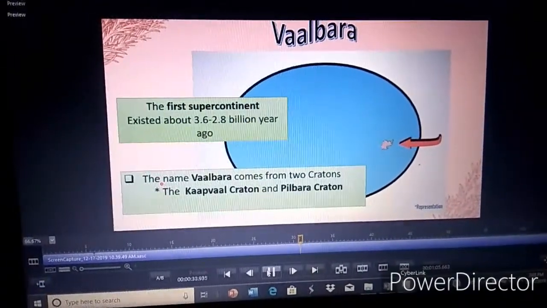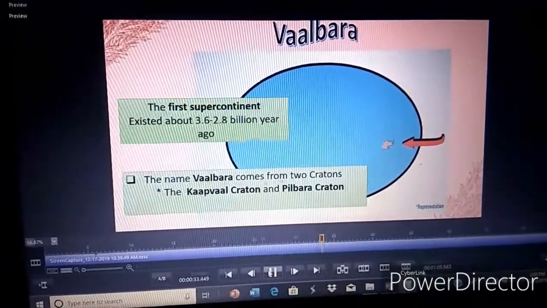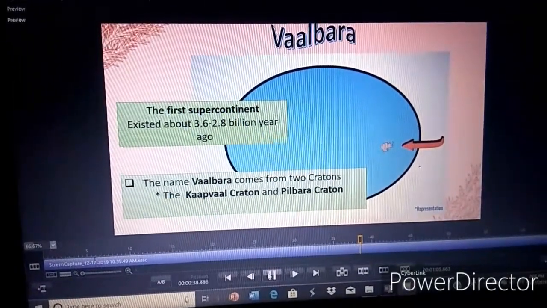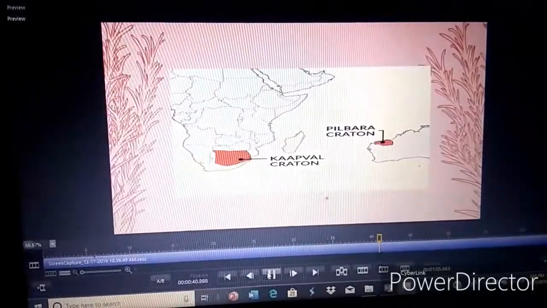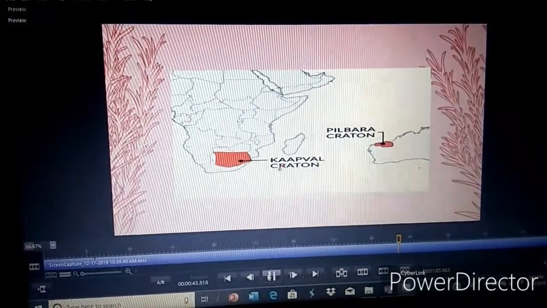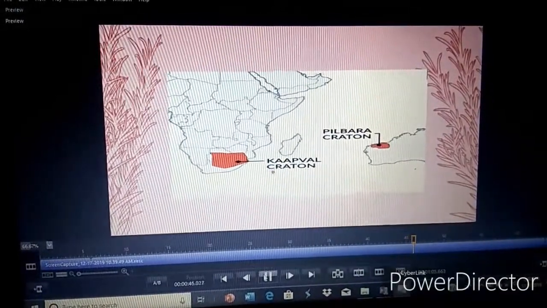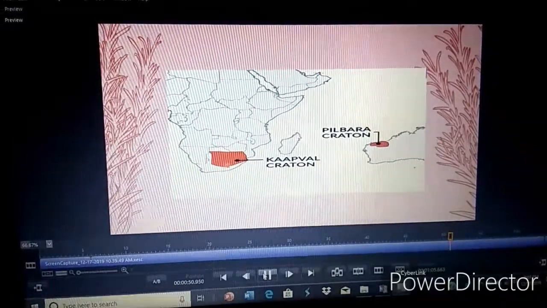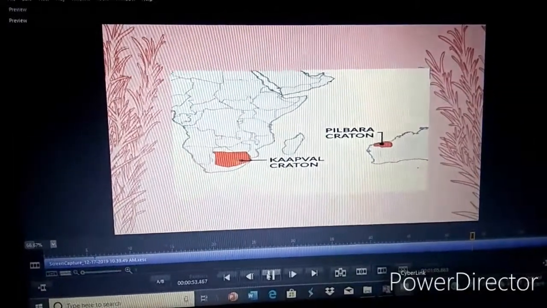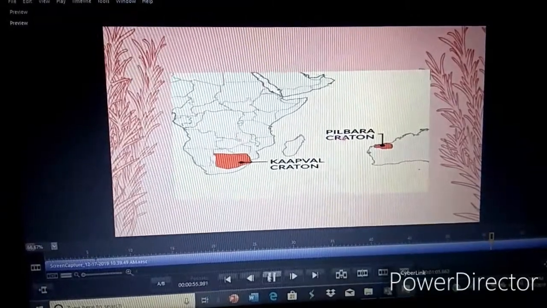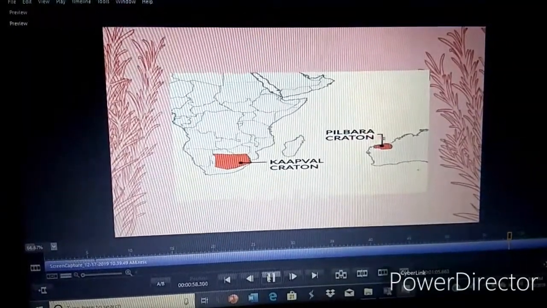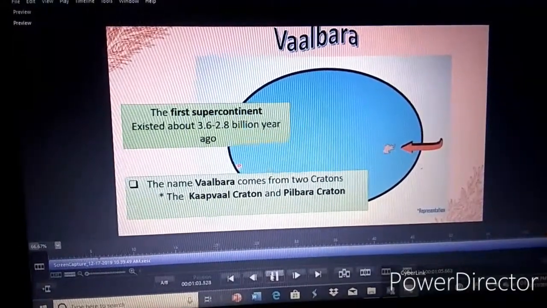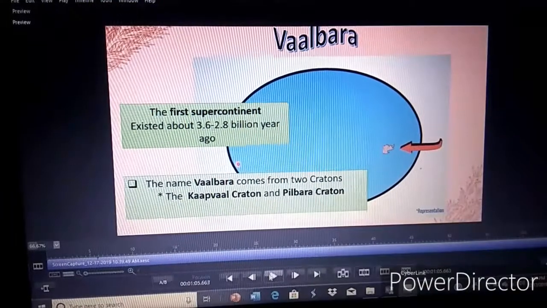So why Vaalbara? The name comes from 2 cratons, the combination of Kaapvaal and Pilbara cratons. First, the Kaapvaal craton, which is now situated in South Africa, located here in this area. Next is the Pilbara craton, which now exists in Western Australia. But the existence of Vaalbara is only a theory.